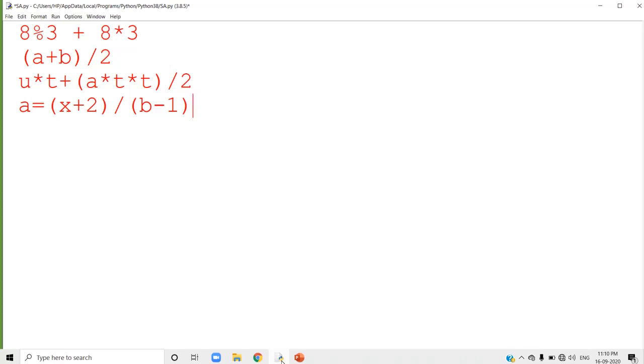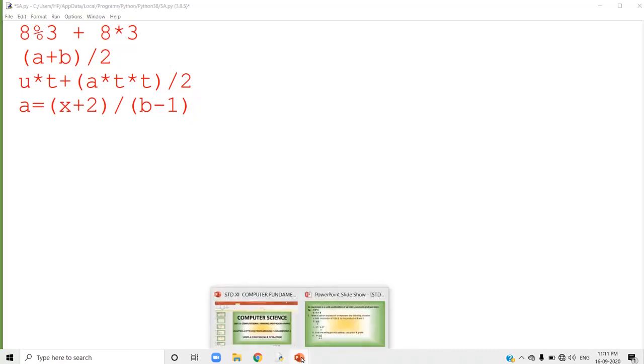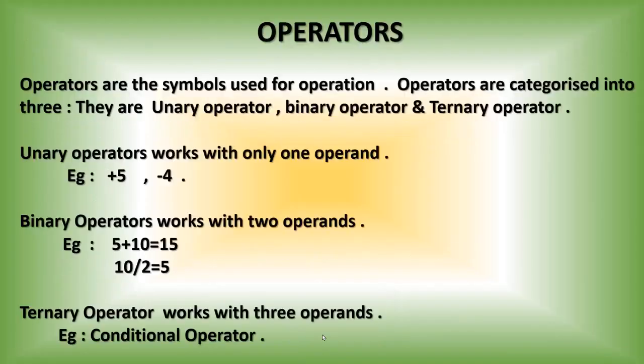This is the way you have to prepare or develop a Python expression. If a particular term is given, based on that term, you have to prepare a Python expression. Now, the next topic is operators. First we studied about expression. Next is operators. Operators are the symbols used to perform some operation. In Maths, we are using different types of operators.